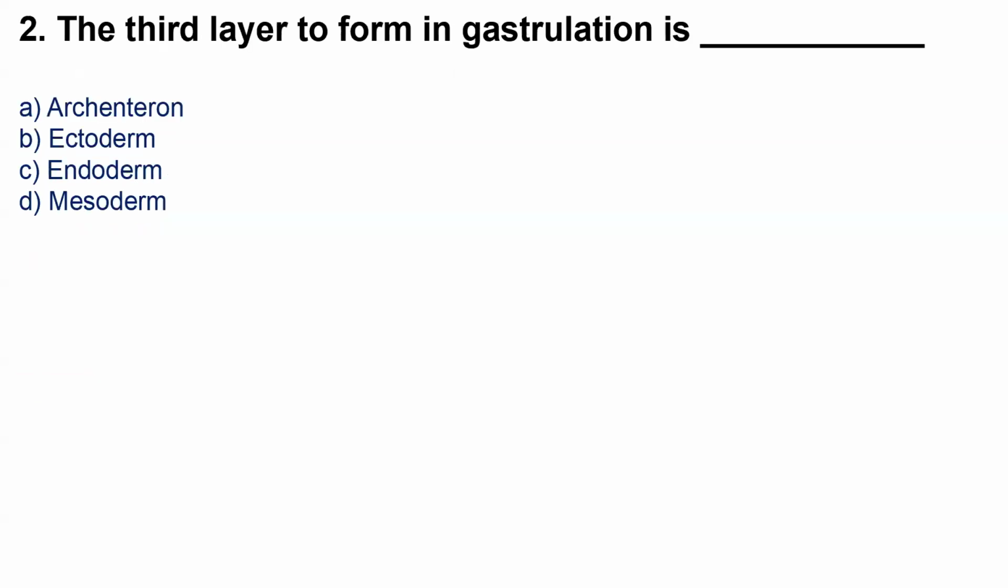Question 2. The third layer to form in gastrulation is: A. Archenteron, B. Ectoderm, C. Endoderm, D. Mesoderm. The answer is Mesoderm. So a mesoderm is the third layer that forms in gastrulation.